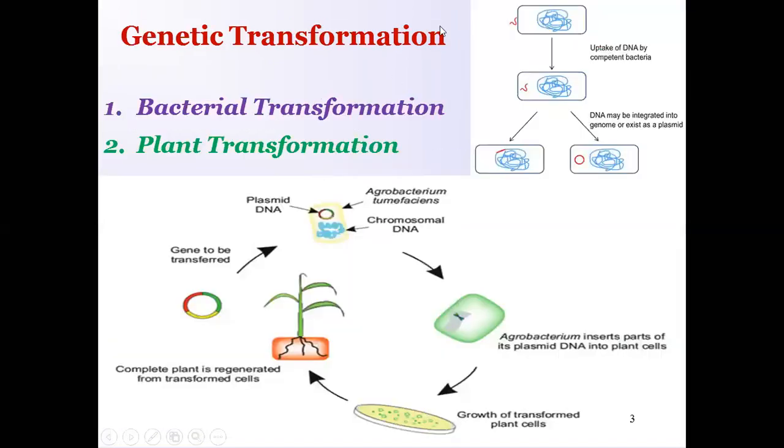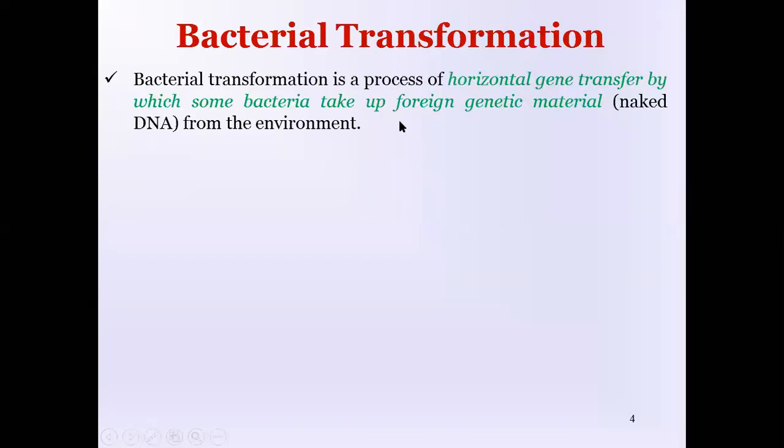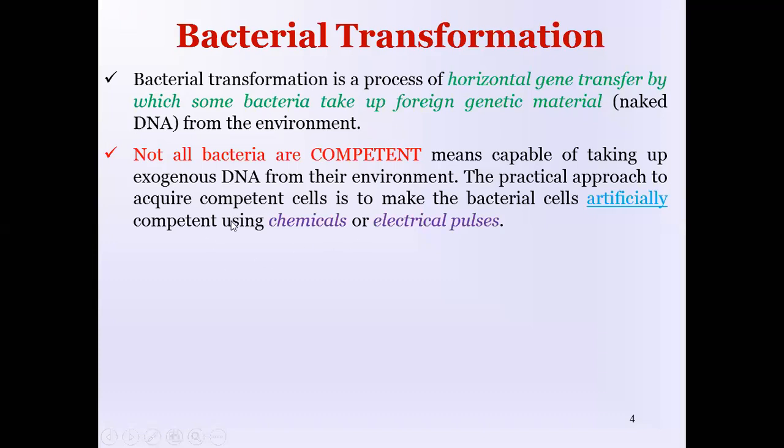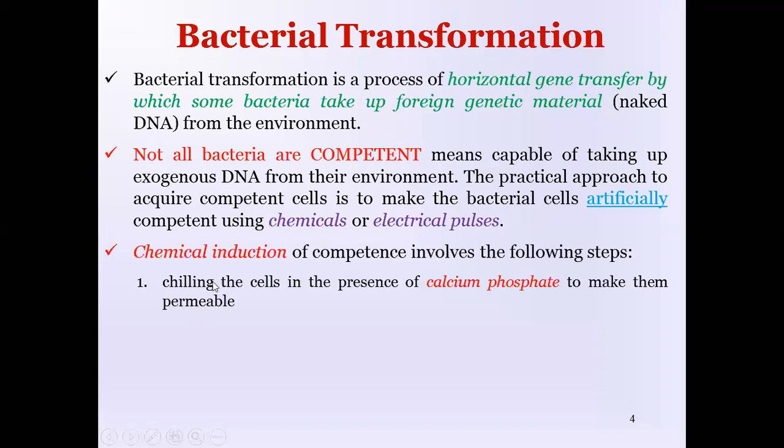हमने foreign DNA introduce करना है, तो हमने पहले उस सेल को कॉम्पिटेंट बनाना है। इस सेल को कॉम्पिटेंट बनाने के लिए हमारे पास दो मेथड्स हैं। The first one is through chemicals, इसको हीट शॉक मेथड भी कहते हैं, and the second one is electrical pulse, so this means electroporation के थ्रू हम ये करेंगे. So chemical induction of competence involves the following steps.